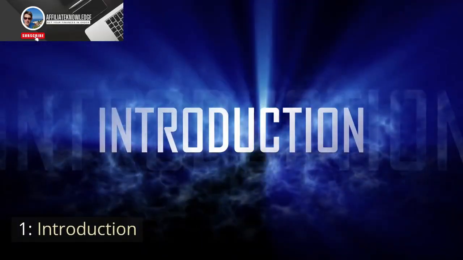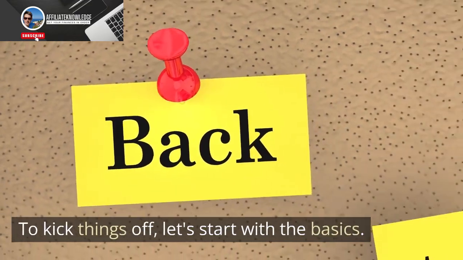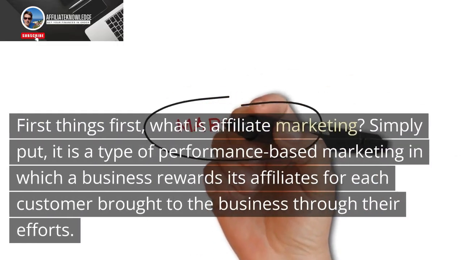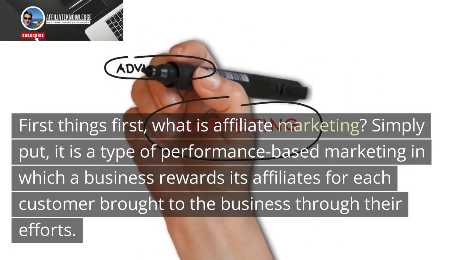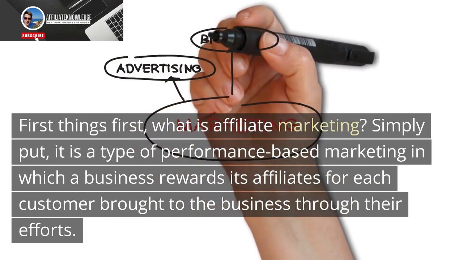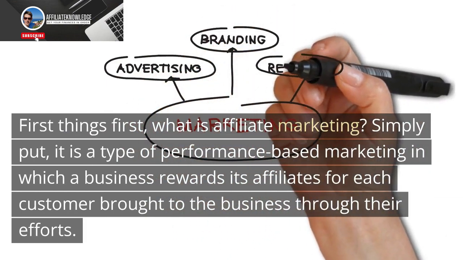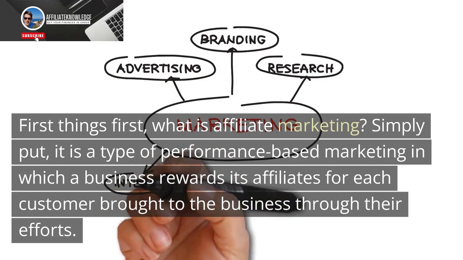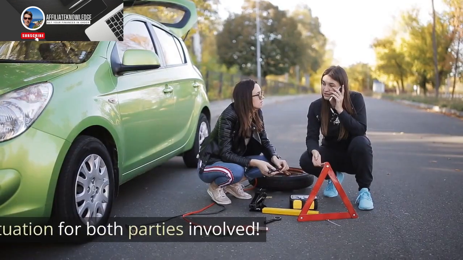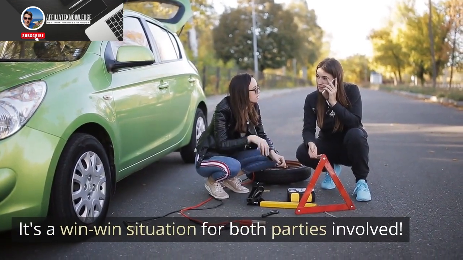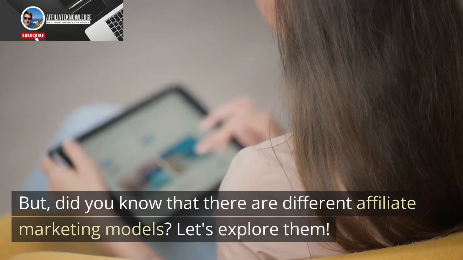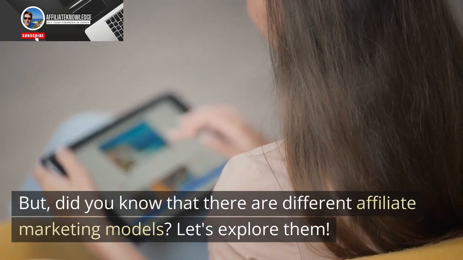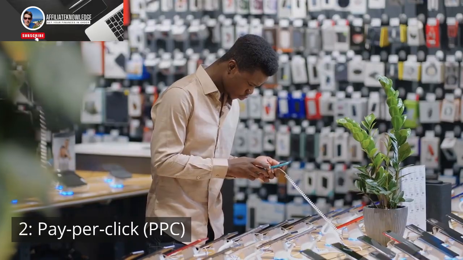1. Introduction. To kick things off, let's start with the basics. First things first, what is affiliate marketing? Simply put, it is a type of performance-based marketing in which a business rewards its affiliates for each customer brought to the business through their efforts. It's a win-win situation for both parties involved. But did you know that there are different affiliate marketing models? Let's explore them.